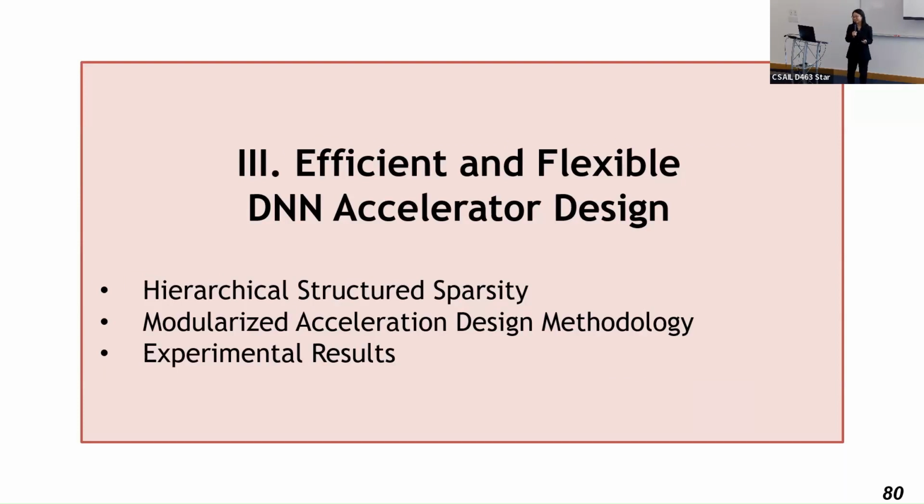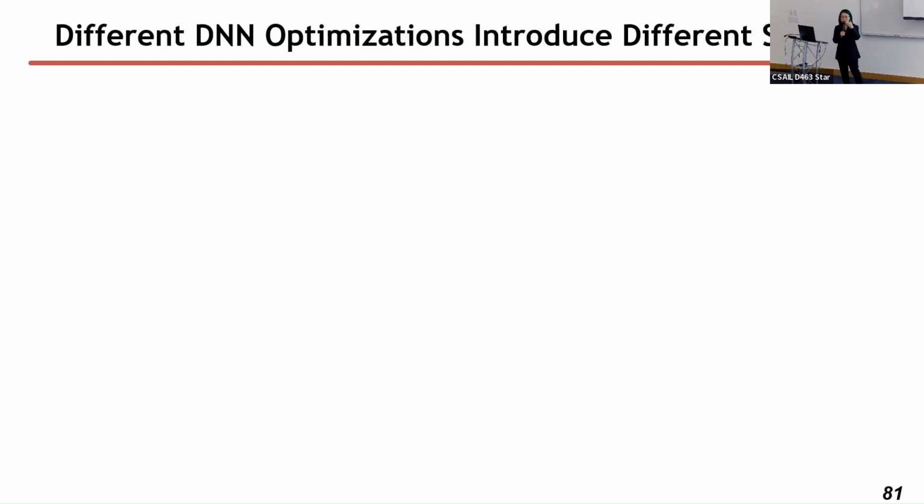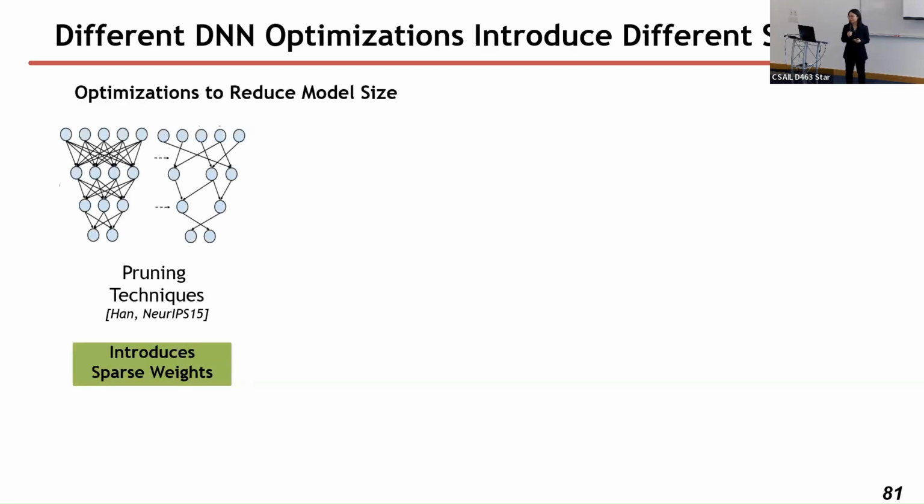So next, because we now have understanding of the design space and Sparseloop modeling infrastructure, I'm going to introduce a DNN accelerator that we propose that's simultaneously efficient and flexible. We know that DNNs are very popular for many applications, and in order to make them work even better, different optimizations are applied to these models. And these models can introduce different sparsity. For example, in order to reduce the model size, pruning techniques are proposed to clip weights to 0 so that we can introduce sparse weight tensors.